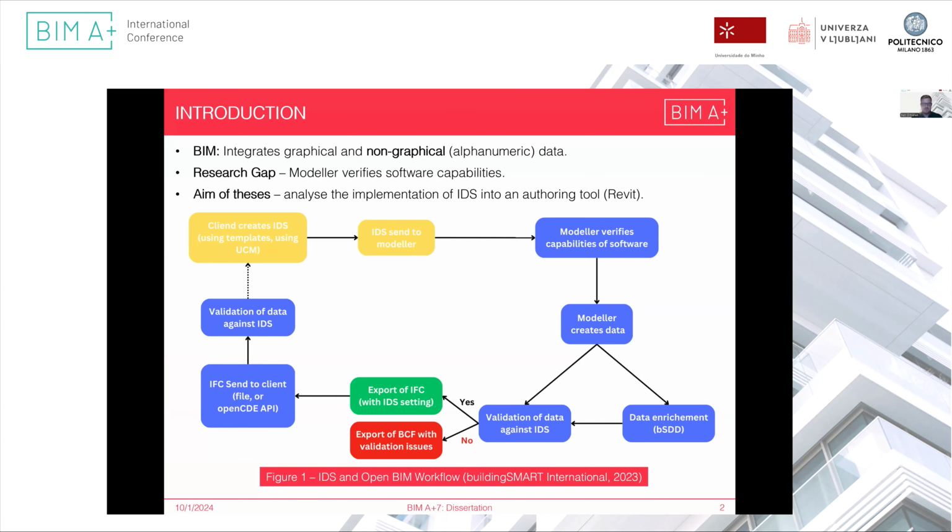The process starts with the client, who creates an IDS file and thus defines all the alphanumeric information. This IDS file is then sent to the modeler, who verifies if he or she can pull it off. And then they proceed to model the data. Right before the final IFC file is exported and sent to the client, there is the option to validate the model against IDS and thus capture any issues which are communicated through BCFs.